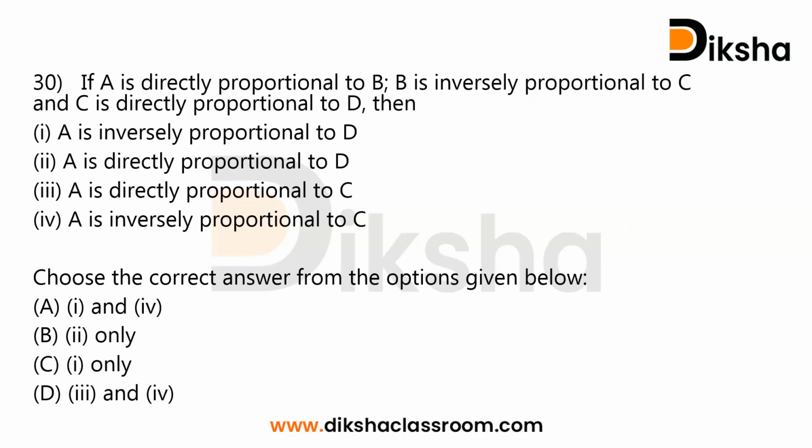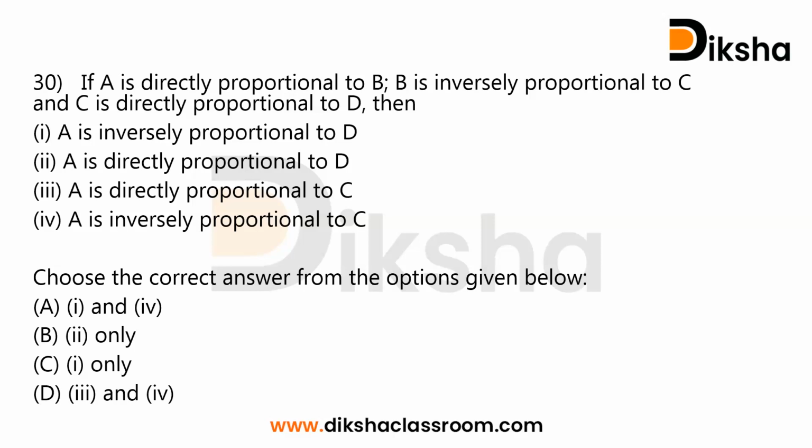Moving to the next question. If A is directly proportional to B, B is inversely proportional to C, and C is directly proportional to D, then we have to find which of the four options are correct. I hope you know what is meant by directly proportional and inversely proportional. A and B directly proportional means if A increases by 2 points, B will also increase by 2 points. That means there will be a positive correlation, or when one increases, the other also increases in a fixed ratio.